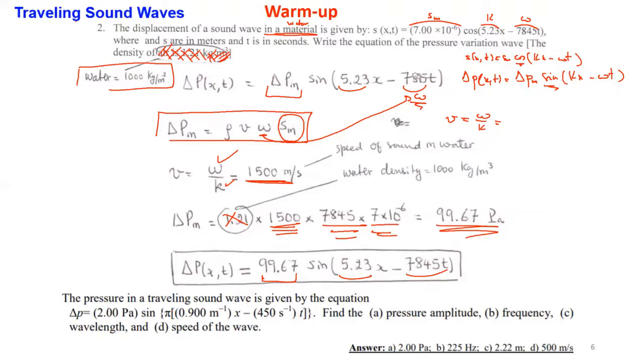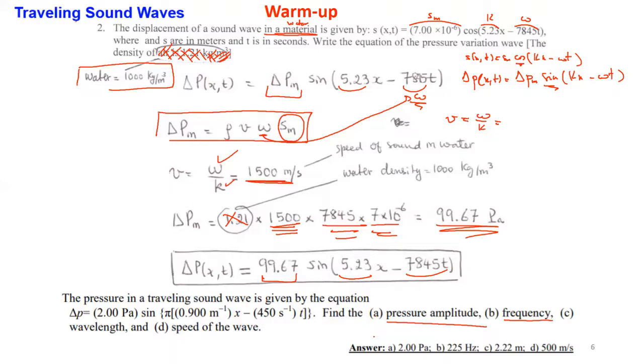This is the same, okay? I give you here the pressure variation wave. I ask you to find the pressure amplitude, the frequency, the wavelength, and the speed of the wave. You just apply. Okay? You know everything.